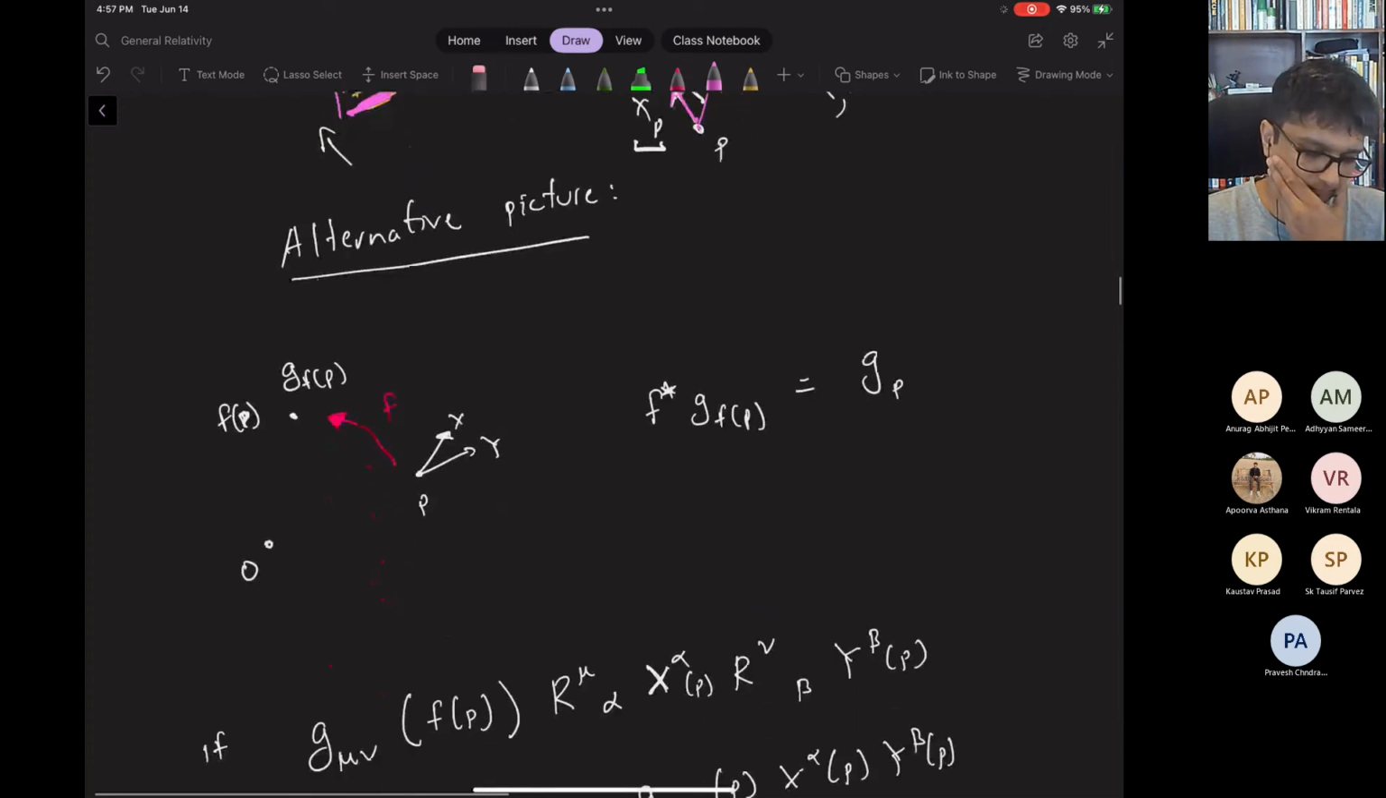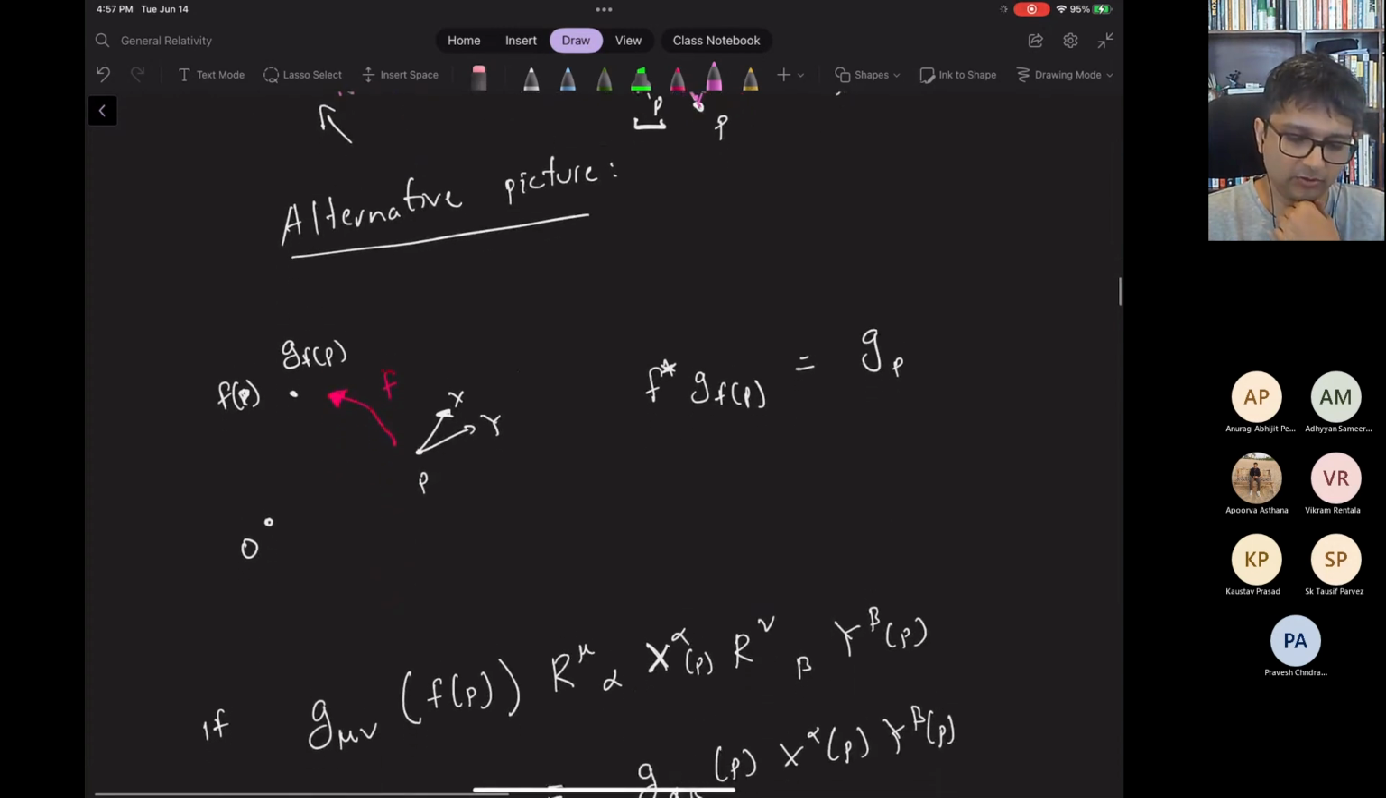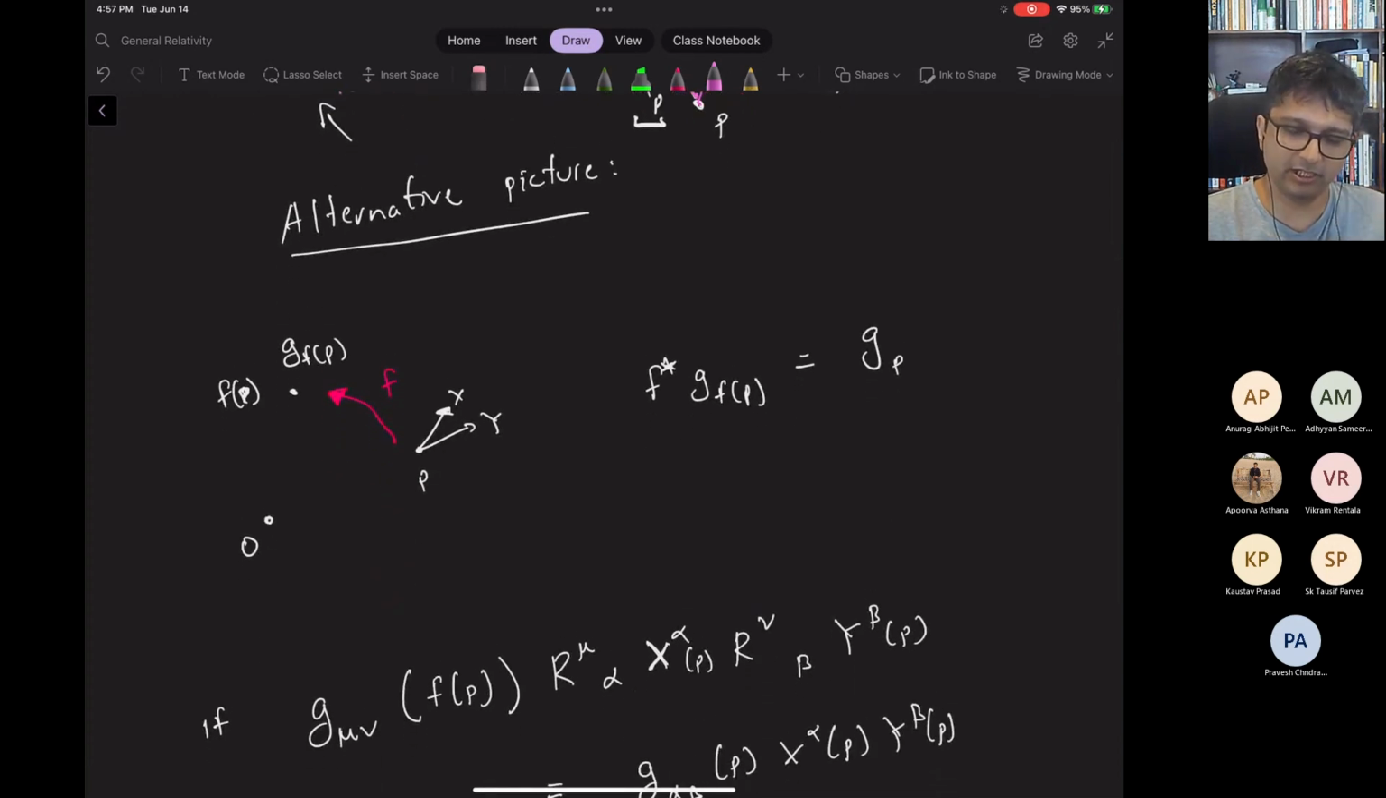Okay, so now let's look at the alternative picture. In this picture, we were thinking about pushing forward the vectors. Let's look at the alternative picture where we pull back the metric. If we have our original vectors X, Y, and we have this point P, and this is the point f(P), and there's a metric at f(P). Now what we want to do is pull back this metric and bring it back to this point. So we get f star g of f(P).